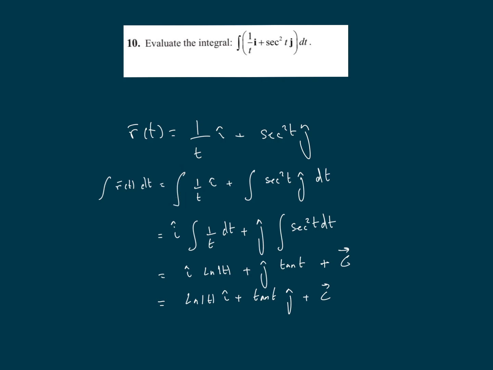So the integral of r of t dt is the integral of x of t dt plus the integral of y of t dt. The i and the j are vectors that are not changing, so I can put them outside of the integral as if they are constants, and integrate the integral of x of t dt and the integral of y of t dt. If I do this, the integral of 1 divided by t is the natural log of the absolute value of t, and the integral of secant squared of t is tangent of t. So the result will be the natural log of t i plus tangent of t j plus a constant vector c. C is a vector that depends on the initial condition. So this is the integral of this vector valued function.